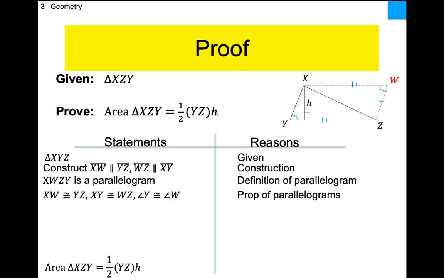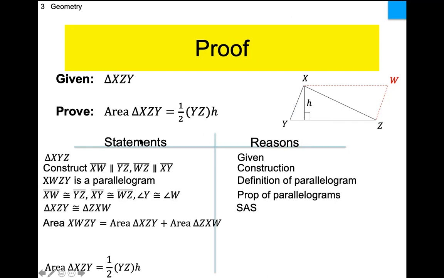Ben, I didn't see the SSS, but you're correct. I chose SAS. It could be SAS as well. Yeah, very good. All right. Okay, so what? I showed that the two triangles are congruent. Well, here's how I'm going to use that in the proof.